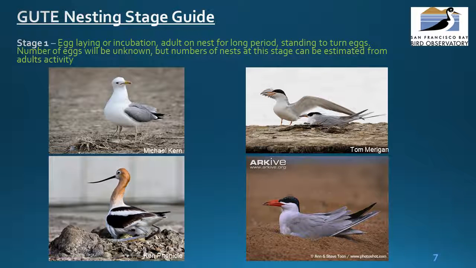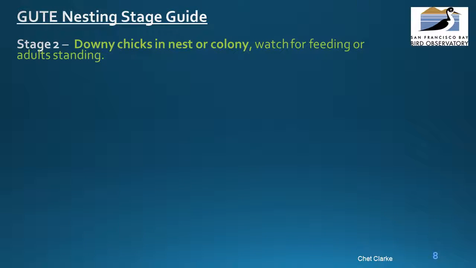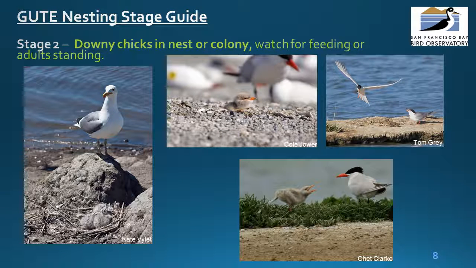Stage 1 will consist of egg laying or incubation. The adults will likely be on a nest for a long period of time or standing at a nest to turn eggs. The number of eggs will be hard to distinguish, but you will be able to get information about the number of nests. Stage 2 will consist of downy chicks, chicks that have downy feathers, very soft, small feathers. Adults will likely be at the colony feeding them or standing near them.